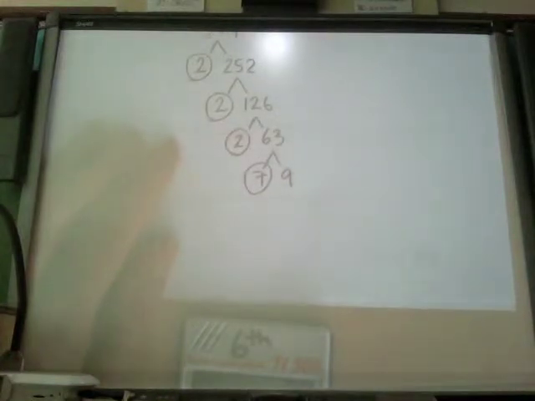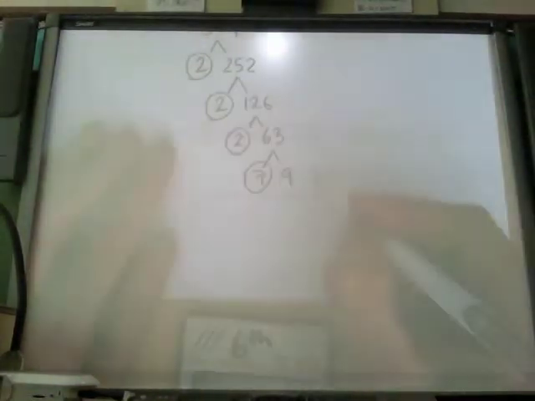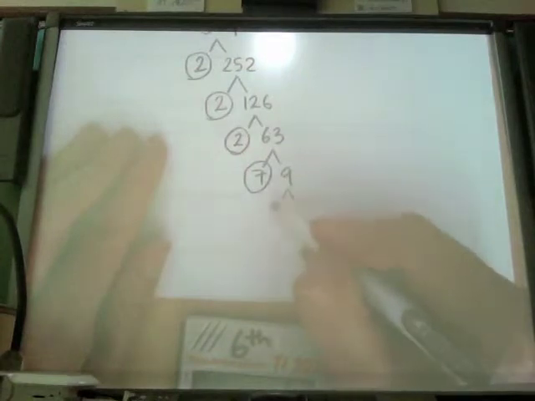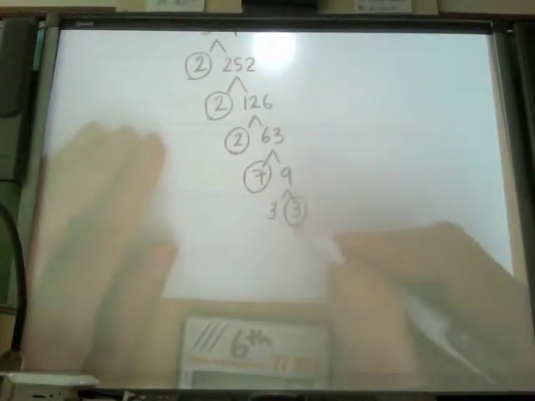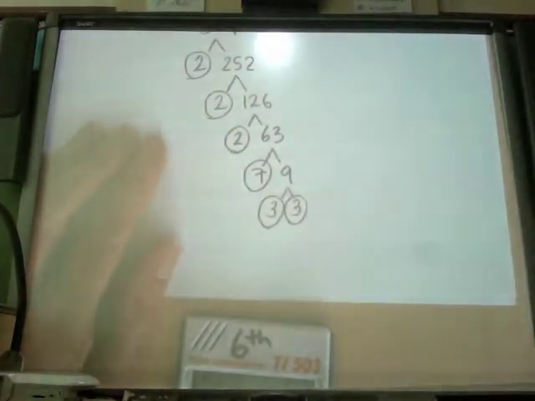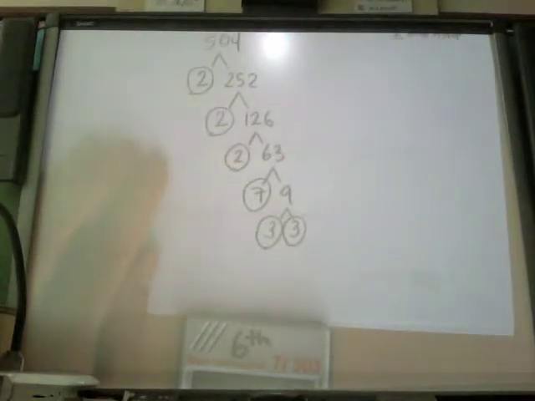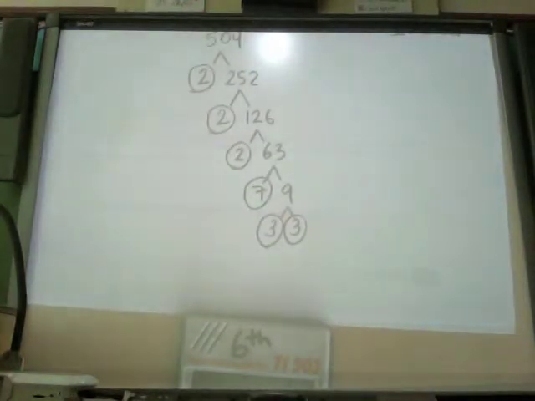What factors of 9 could I use? Oh, look at all those guys, so smart. Jaden. 3. 3 times 3. 3 is a prime number. And now I have no more branches that need to be finished. Now all I need to do is take my little circles. And again, I would suggest you circle them or highlight them so that you don't forget them in the final answer.